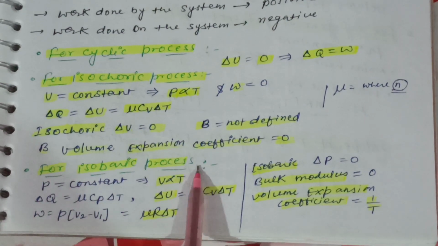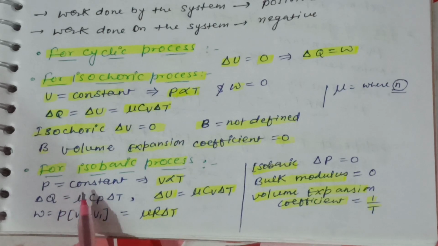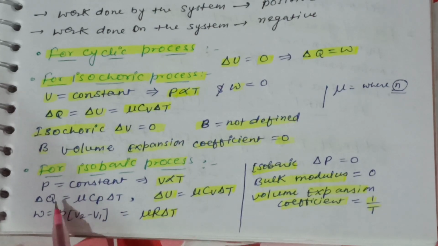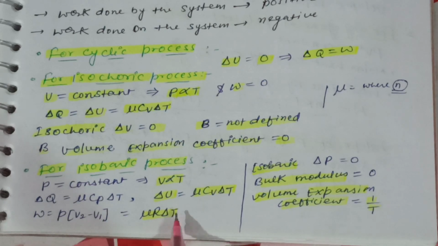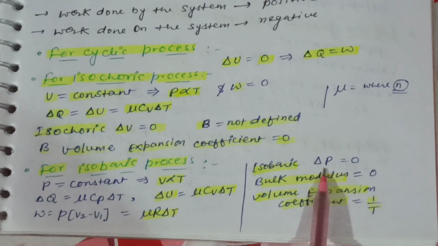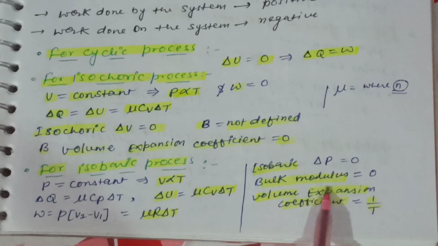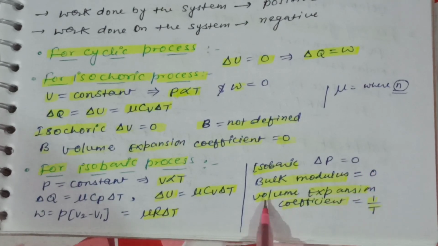For an isobaric process, P is equal to constant, that means V is directly proportional to T. ΔQ is equal to μ Cp ΔT. ΔU is equal to μ Cv ΔT. W is equal to P(V2 minus V1) is equal to μ R ΔT. Isobaric, ΔP is equal to 0, bulk modulus is equal to 0, volume expansion coefficient is equal to 1 upon T.